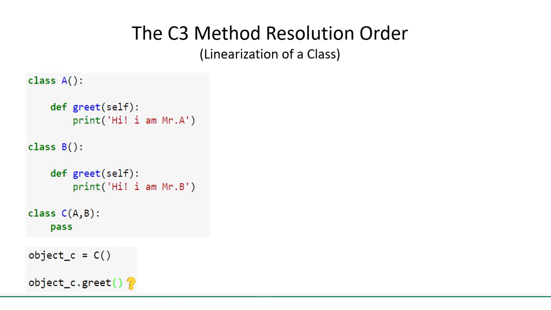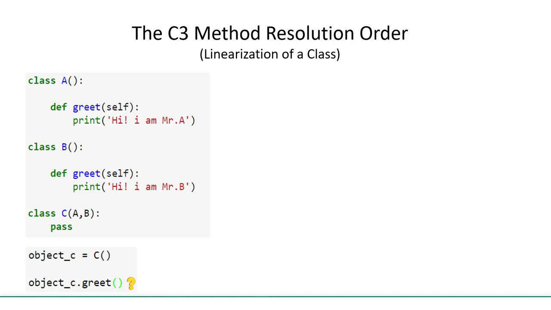Let's get back to our classic example where we have class A and class B. Both of them have methods with the same name, greet. And now we are going to create class C, which is going to inherit from both class A and class B, which is a classic example of multiple inheritance again. When the object created out of this class C invokes the greet function, which of the above two classes will be invoked? To know that, let us find the MRO or linearization of class C.